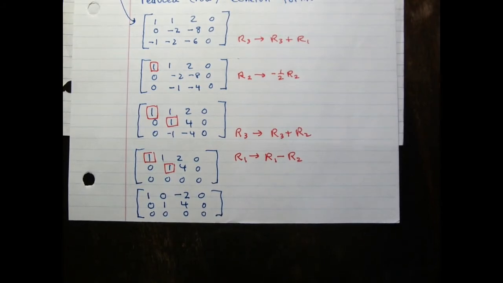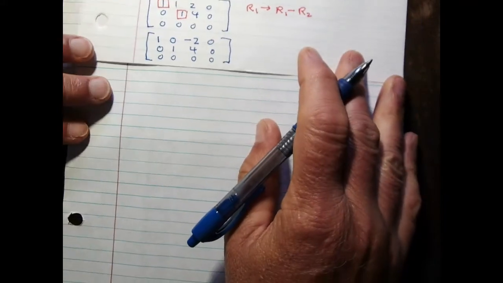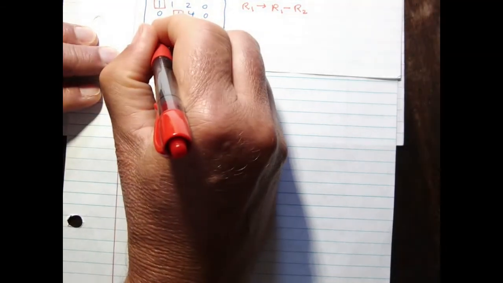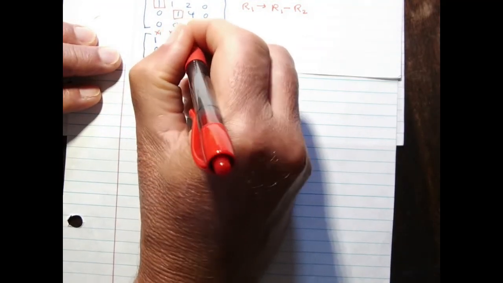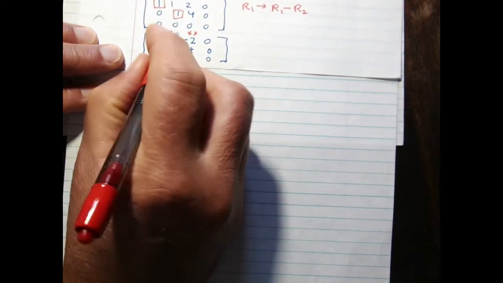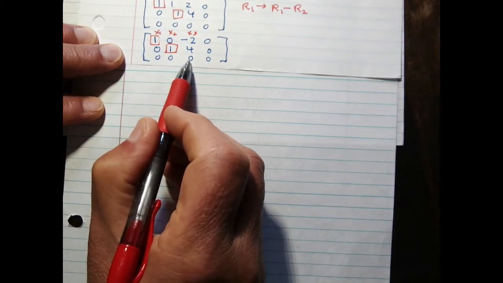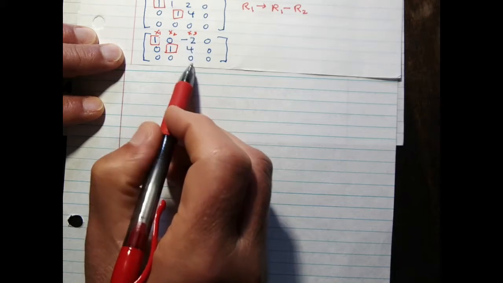Okay, now I'm going to move on to another sheet of paper. Now, this is now in reduced form. Remember these columns, the first 3 columns correspond to the 3 variables. Because I have a pivot in the first 2 columns, but I don't have a pivot in the third, that x3 is going to be a free variable.